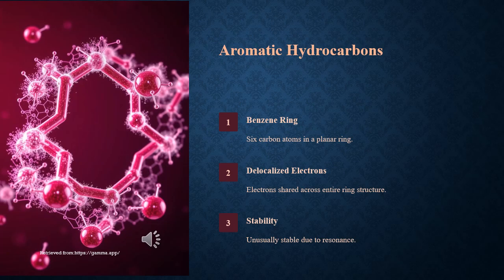Aromatic hydrocarbons contain one or more benzene rings, which are structures with alternating double and single bonds that create a stable ring. Benzene, C6H6, is the simplest example. These compounds are widely used in the production of dyes, plastics, and pharmaceuticals. The unique structure of aromatic compounds makes them stable, yet reactive enough to be useful in many industrial processes.